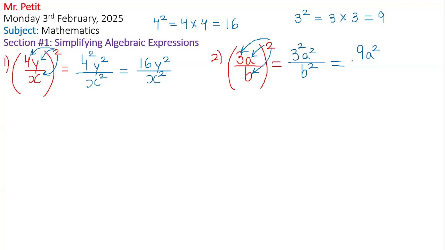All over what? B squared. All right, does this make sense to y'all or no? If you're still lost, let me know, please. Who said me? Let me see. Destiny. Who else is lost? Zion, Lily.